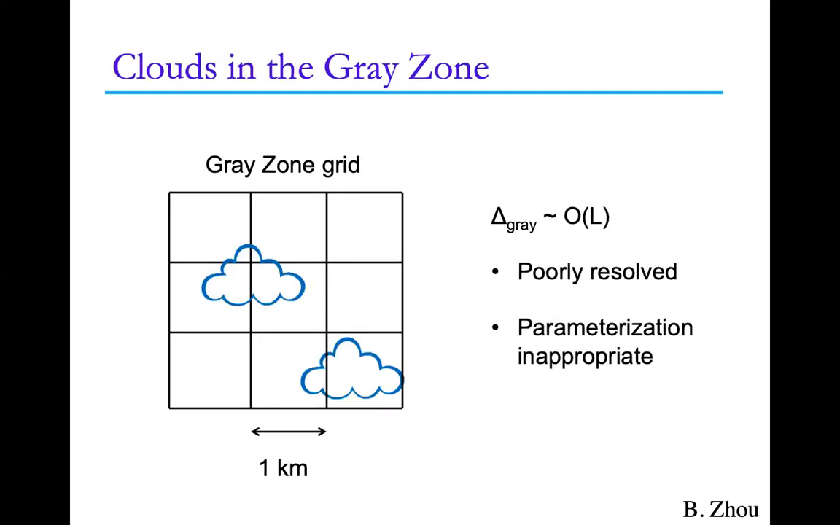So in between, in the gray zone, you have sort of intermediate resolution. Maybe your resolution is 1 kilometer. And in that case, the resolution of your grid is about the same as the length scale that you're interested in. So you have very, very poor representation of the cloud in this case.